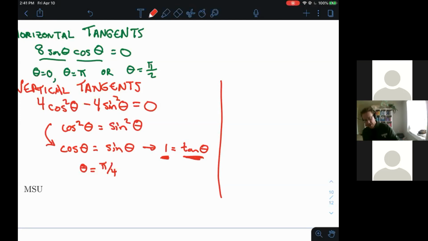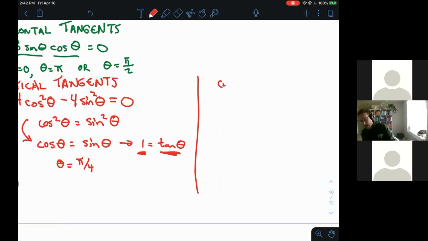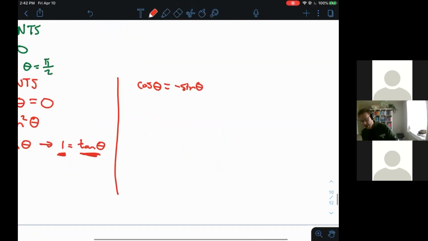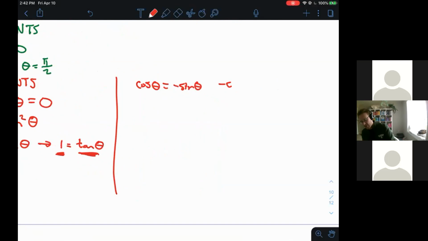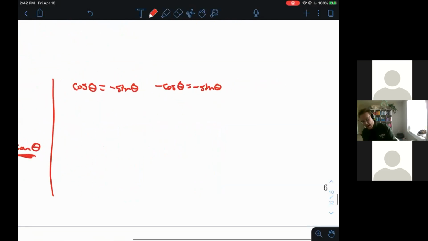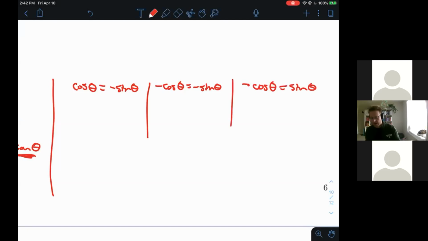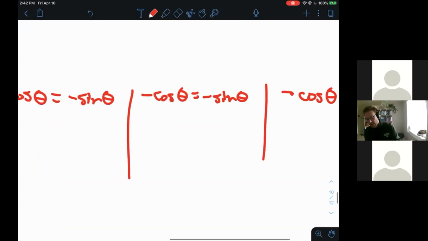So you could have the one that we have here. We could also have cosine of theta is equal to negative sine theta. We could have, let's see, negative cosine of theta is equal to negative sine theta. And we could have, let's see, negative cosine of theta is equal to positive sine of theta, right? And so we have 4 different equations. Luckily, though, there's some overlap, right? So for instance, this one right here, we could just go ahead and cancel these out, and we can see that that's actually the same as the original one.